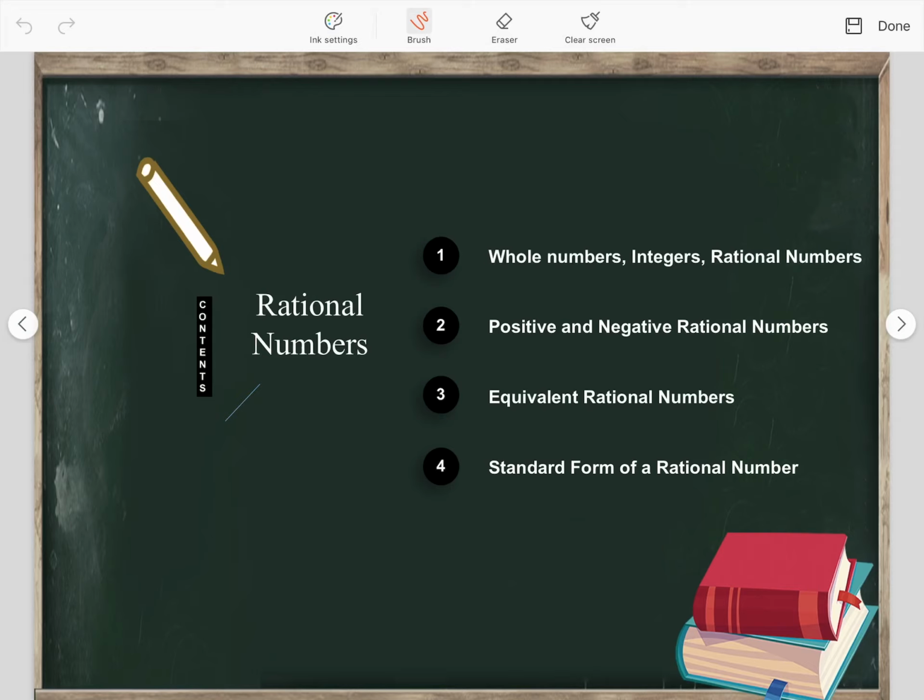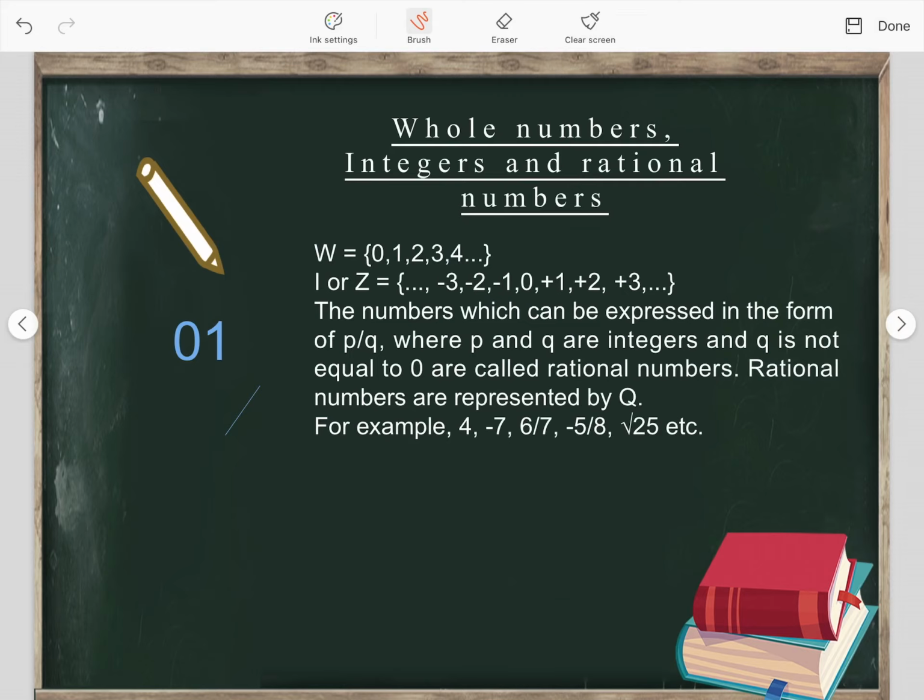See, so today we are going to discuss rational numbers, then positive and negative rational numbers, then how to find equivalent rational numbers, and also how to reduce a rational number to its standard form. Okay, whole numbers and integers, these are for your previous knowledge, you have already studied those. See, first let us study what rational numbers are.